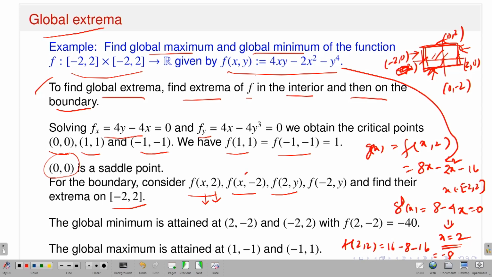And that's why you should deal with this function, and these functions. Think about it as a function of a single variable on the interval -2 to 2, get the critical point and take the value, because only finitely many points will be there, and you just compare at which point my function attains global maximum, global minimum. If you do that, I have written that the global minimum is attained at the points (2,-2) and (-2,2), and the value will be -40. And what about the global maxima?